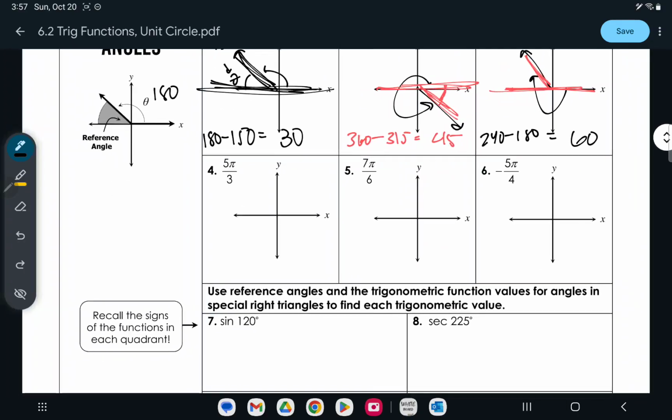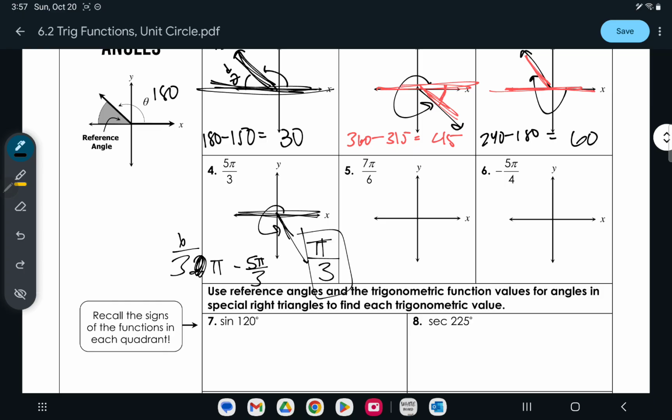Now we can do it in radians too. 5 pi over 3. It's going to be here. And then we want the reference. So between here and here. So 360. Oh, I'm in radians. So 2 pi minus 5/3 pi. Well, 2 pi, I can rewrite that as 6/3 to be common denominator. 6 minus 5 is 1. So pi, the denominator is 3.